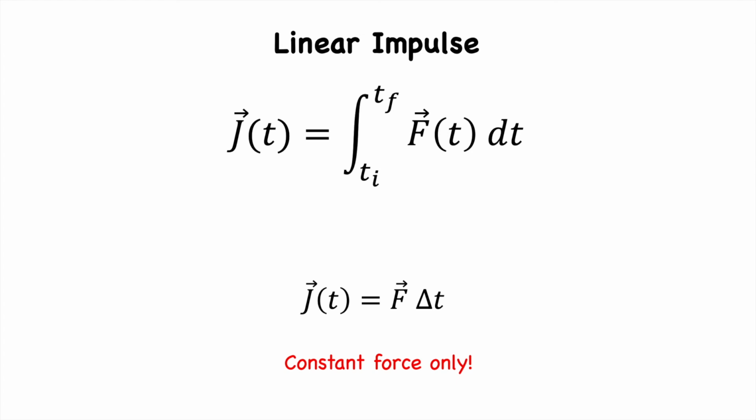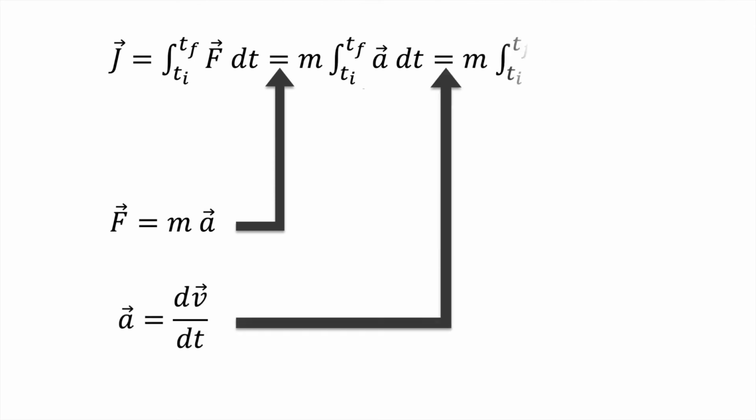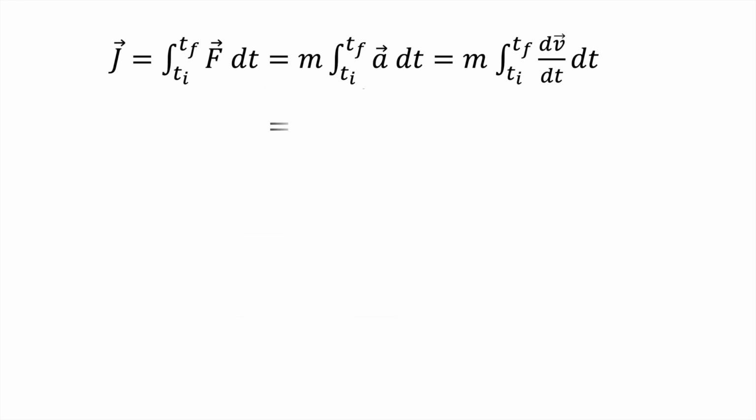Let's now do some math with the definition of linear impulse. We know that force equals mass times acceleration. We can thus replace the force in the integral by this relation. We also know that, by definition, acceleration is the derivative of the velocity with respect to time. Integrating, we see that the linear impulse equals the mass multiplied by the change in velocity.